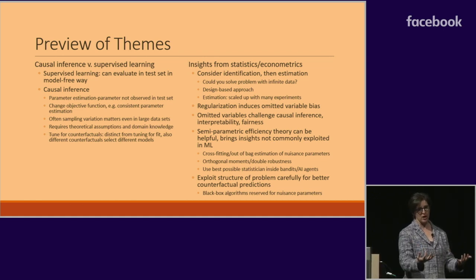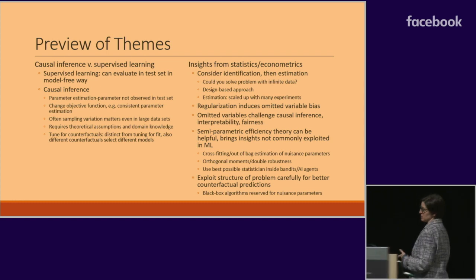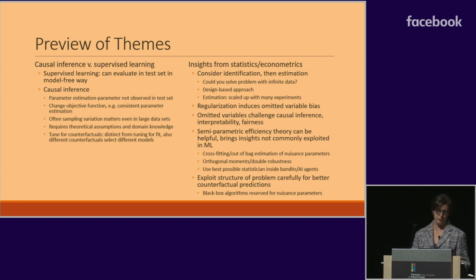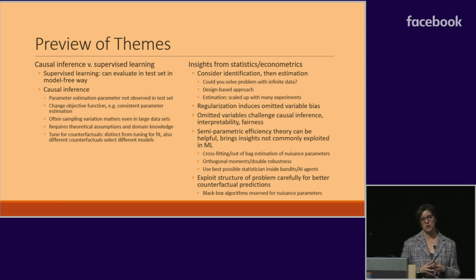So if you're trying to get a causal effect, there's things like just estimating an outcome model, predicting what your outcomes would be, not your treatment effects. And for those outcome models, you try to residualize everything so that mistakes you make in that estimation are orthogonal to the problem you're really interested in. And it turns out that increases performance a lot, and it also improves the theory. Finally, I would say, exploiting the structure of the problem carefully for better counterfactual predictions.